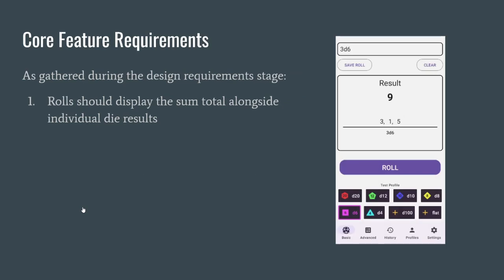So for our core feature requirements, first, rolls should display the sum alongside individual die results. So you can see we have on the right, the roll result is 9, and the individual die results are 3, 1, and 5. This is so specific systems, if they need to know the individual die results, they are visible and accessible for them.